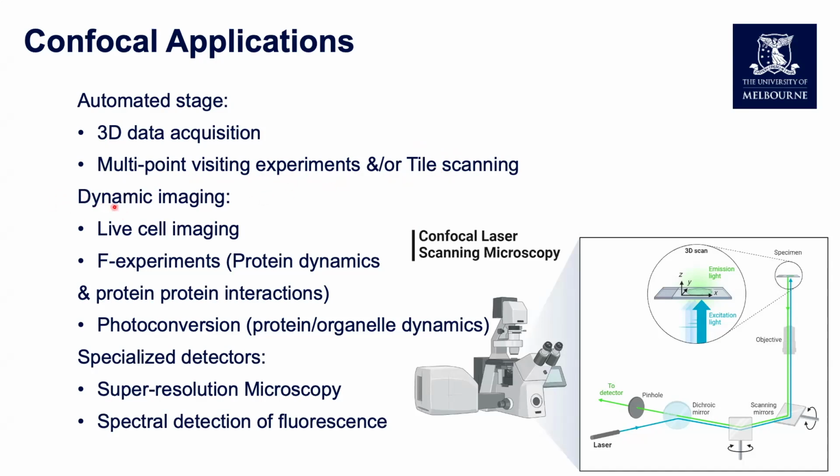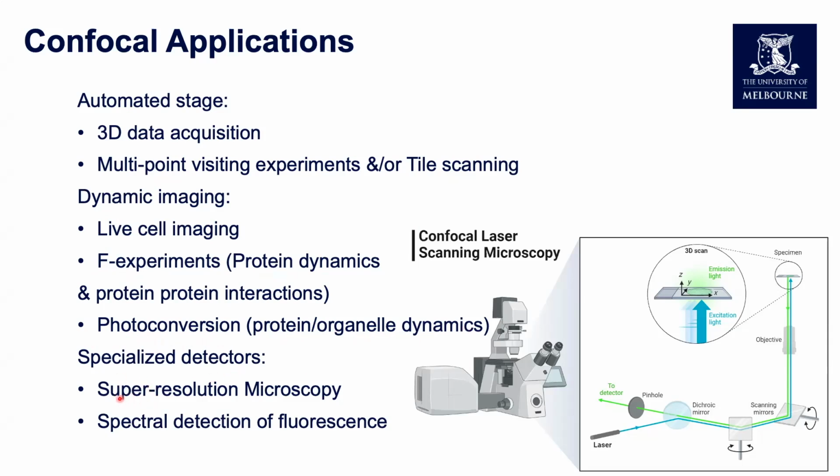But we can also use confocal for dynamic imaging, so things like live cell imaging, or the FRAP experiments, which I'll come to in a few slides, which look at protein dynamics and protein-protein interactions. We can use the lasers to do photoconversion experiments. So we talked a little bit about photoconvertible fluorescent proteins in the last lecture, where we can specifically change the fluorescence emission wavelengths of certain molecules and track them over time. So we can look at protein and organelle dynamics.